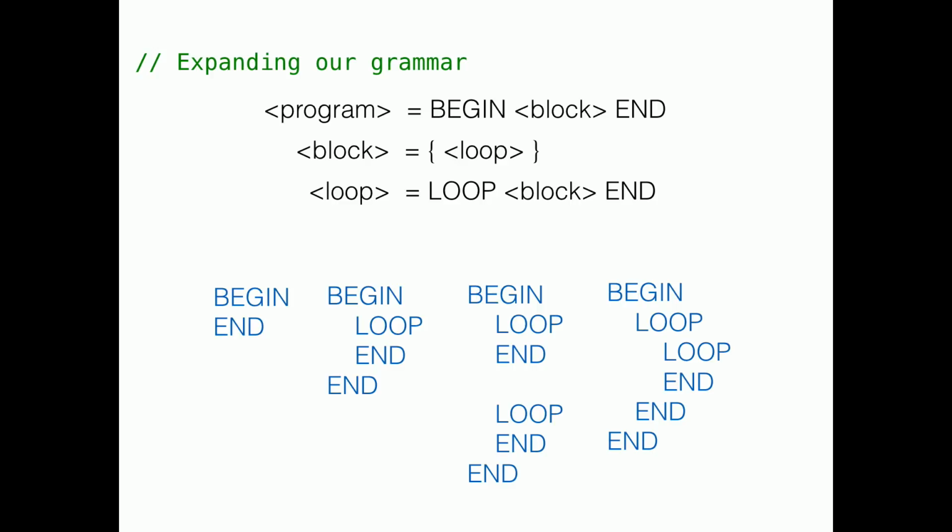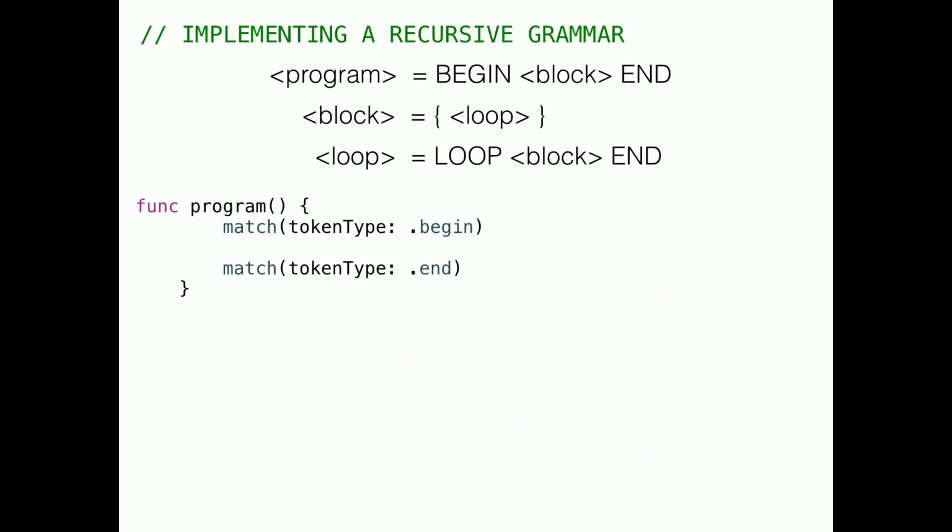So implementing a recursive grammar like this, there's a name for the algorithm that you use to do it, and it's called recursive descent. Again, another one of these fancy names, but the process is pretty straightforward. So let's look at that now.